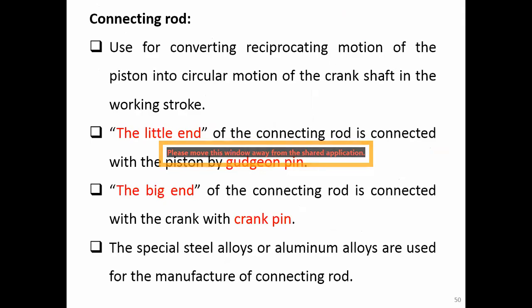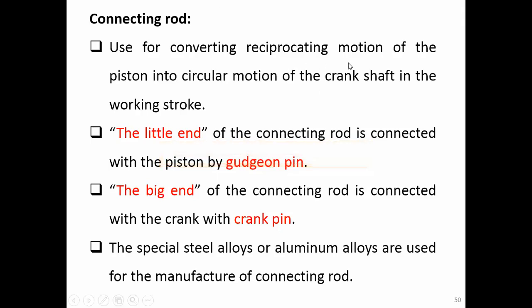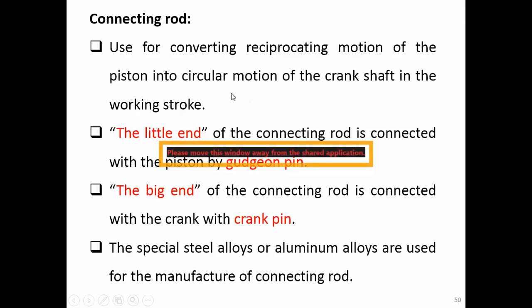Okay, the next one is the connecting rod. The connecting rod is used to convert the reciprocating motion of the piston into the rotational or circular motion of the crankshaft, as I already mentioned. The little end is the end portion where the rod is connected to the piston, and they use the gudgeon pin.